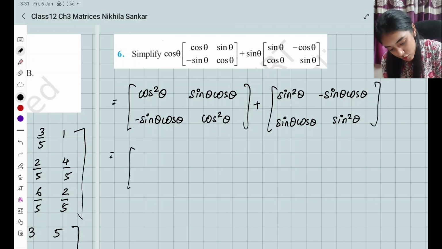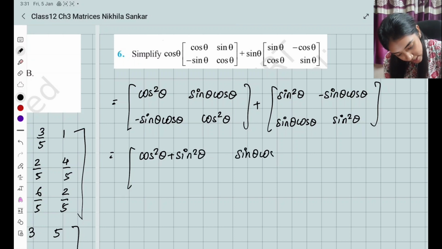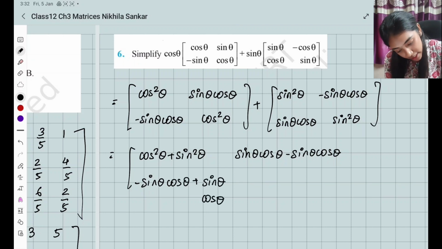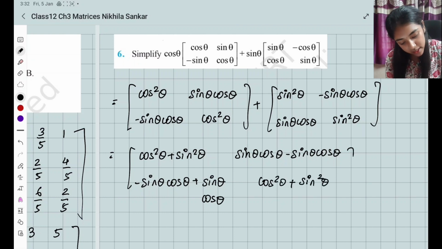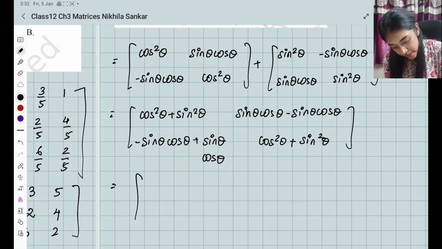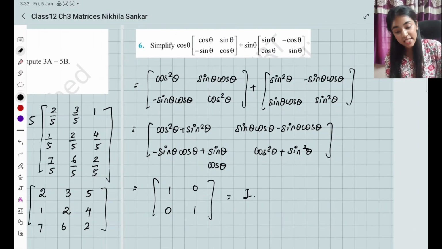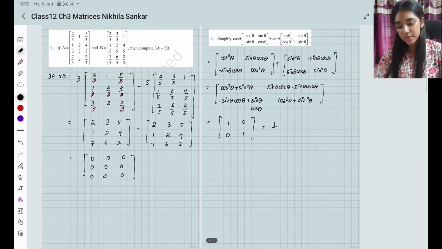When I add these two, what will I have? Cos square theta plus sin square theta. Here, what do I have? Sin theta cos theta, minus sin theta cos theta. In total they cancel. So, sin theta cos theta plus sin theta cos theta. And on that side I have cos square theta plus sin square theta. Okay, when I add these two, I'll have 1, 0, 0, 1. So, I'm getting an identity matrix. This is the identity matrix. Okay, please copy.